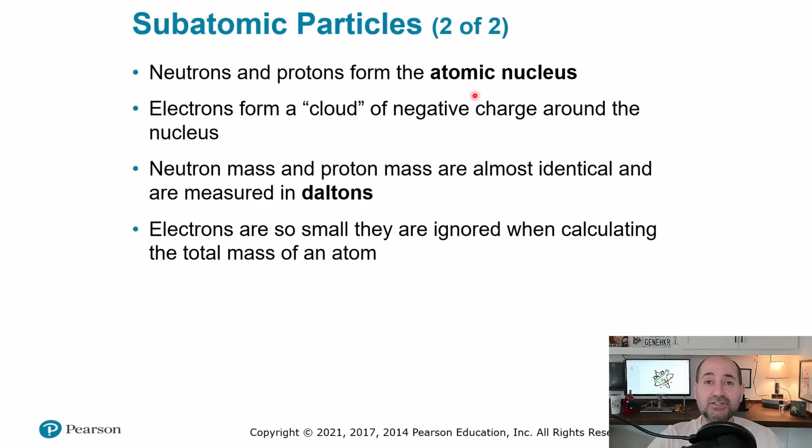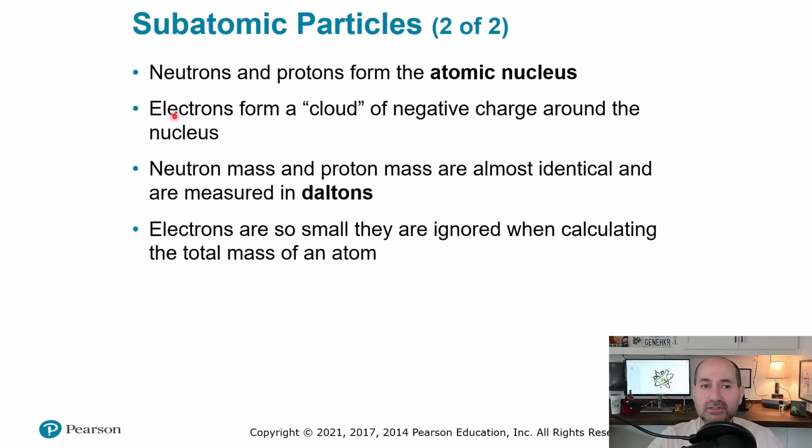Now, near the center of each atom, there is what's known as the atomic nucleus. This is where the neutrons and the protons lie. The neutrons and the protons have a mass of what's called a Dalton. Both neutrons and protons weigh about a Dalton. The Dalton is the mass of an individual proton or neutron.